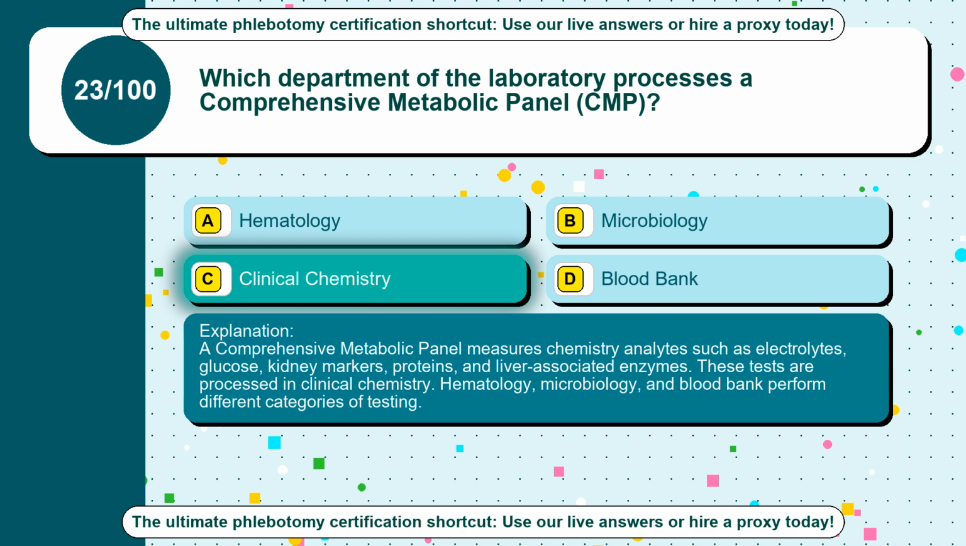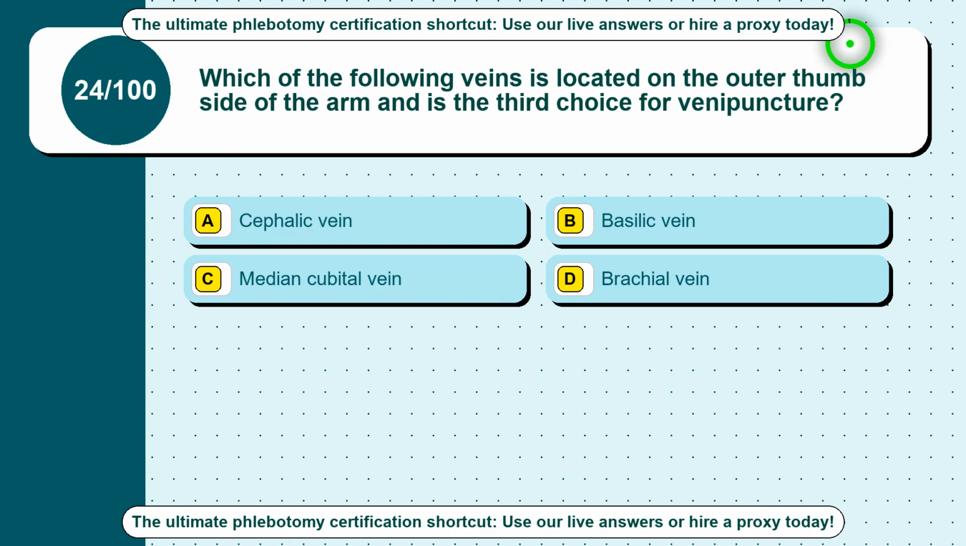A comprehensive metabolic panel measures chemistry analytes such as electrolytes, glucose, kidney markers, proteins, and liver-associated enzymes. These tests are processed in clinical chemistry, while hematology, microbiology, and blood bank perform different categories of testing. Question 24.